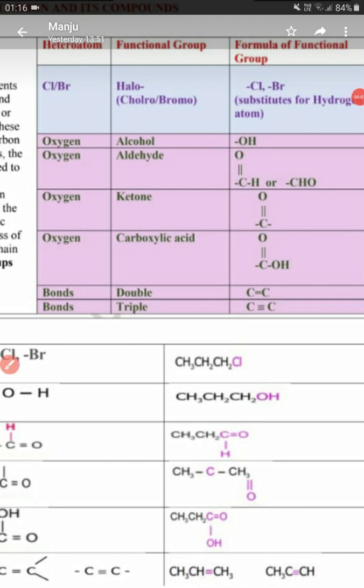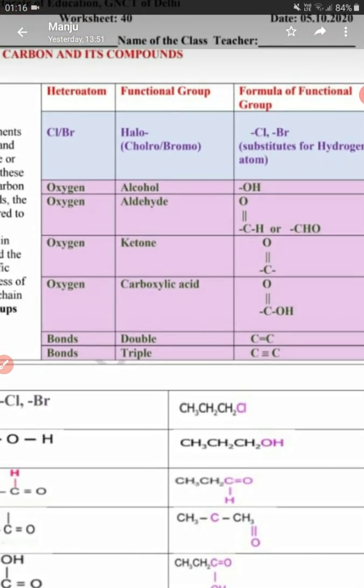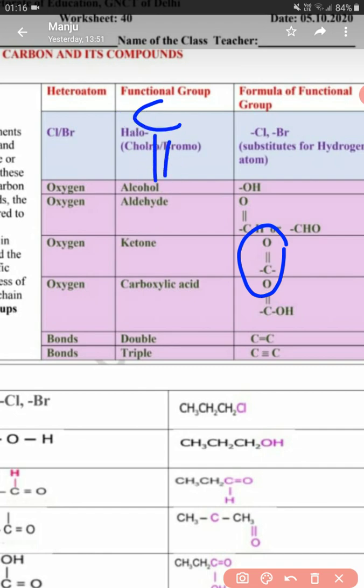So next our functional group is the ketonic group, that is C double bond O, and this ketonic functional group will never be present at the corner. It is always present in the center. Like C double bond O, it will have carbon on both sides.